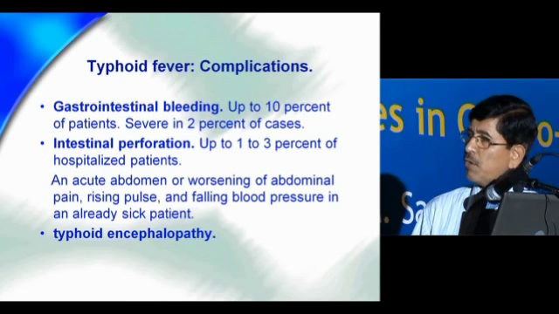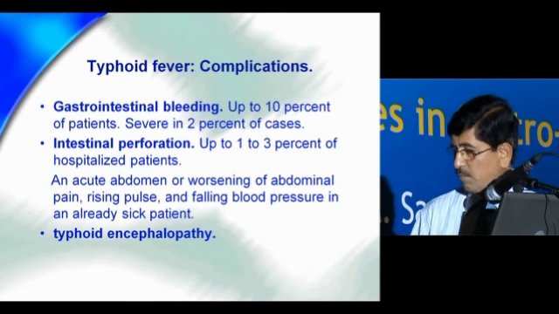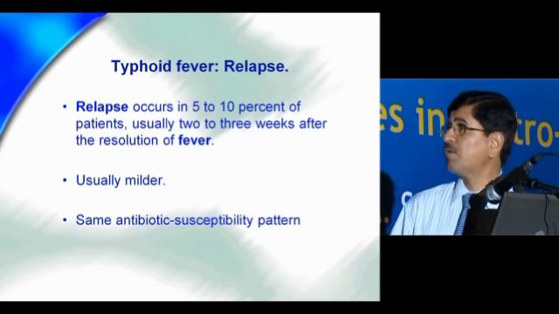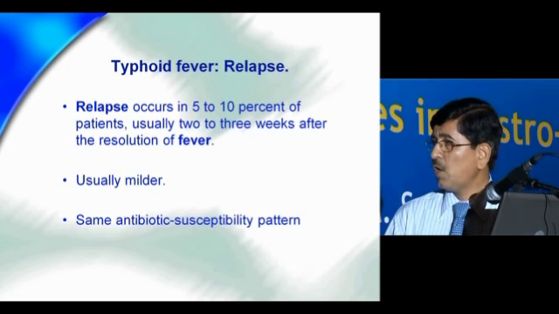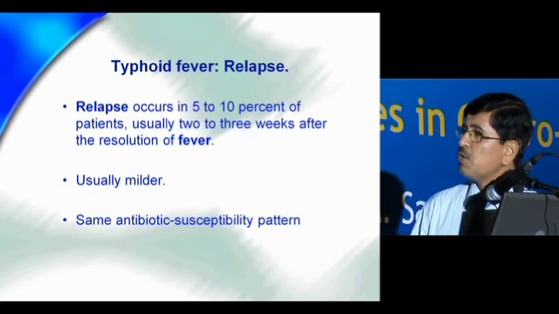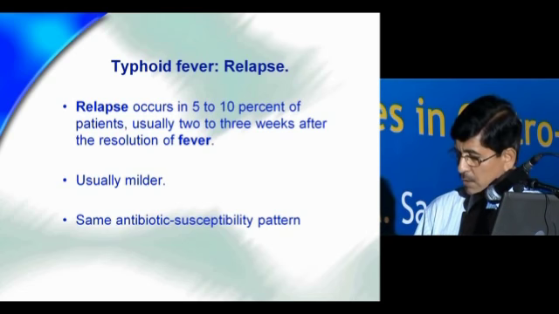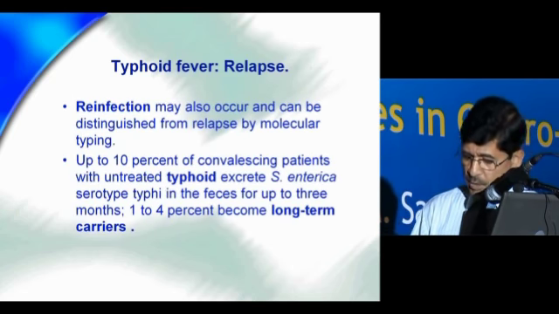Relapse can occur in around 5 to 10% of the patients, usually 2 or 3 weeks after resolution of fever of the initial illness. Usually this attack is milder. The same antibiotic susceptibility pattern may be useful. Because of the endemicity in our part of the world, reinfection may also occur and can be distinguished from relapse by molecular typing. Each time you may have a different strain.